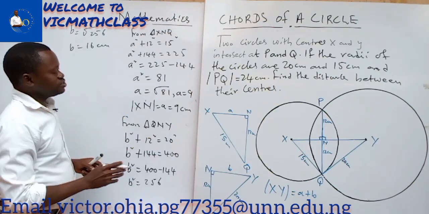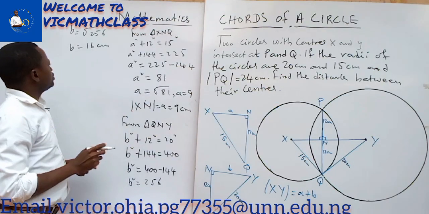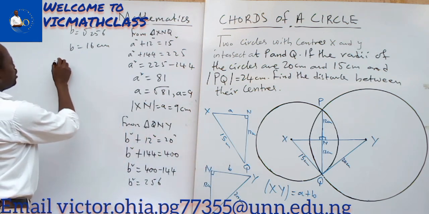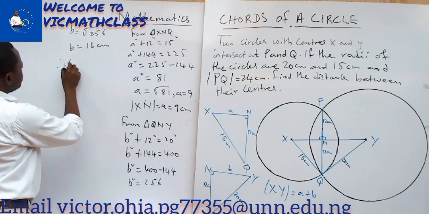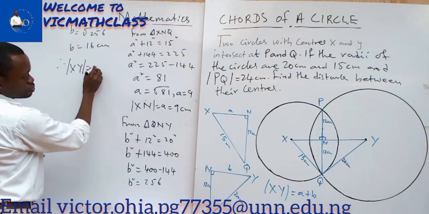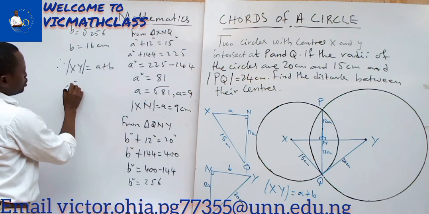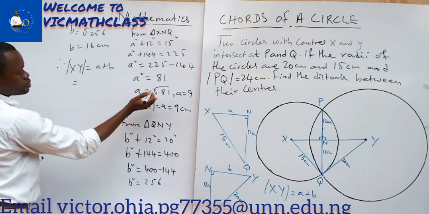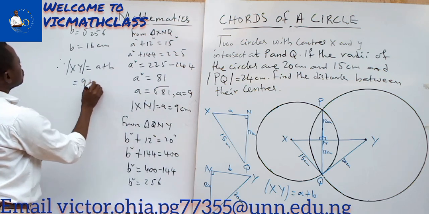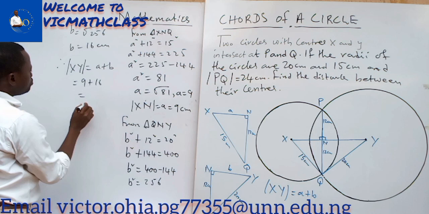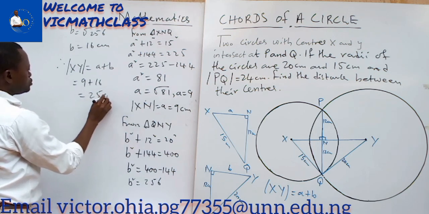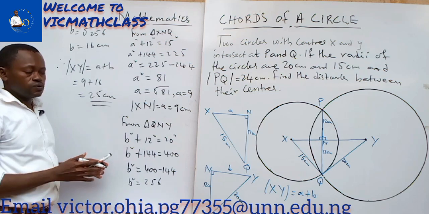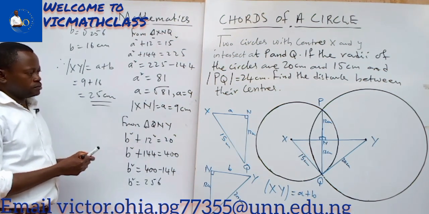By our conclusion, XY, which is equal to A plus B, will be equal to my A, which is 9, plus 16, and that will give me 25 cm. This is the distance between these two circles.